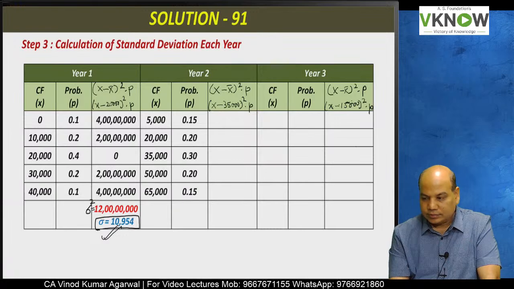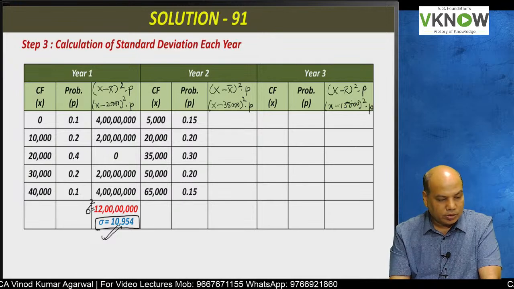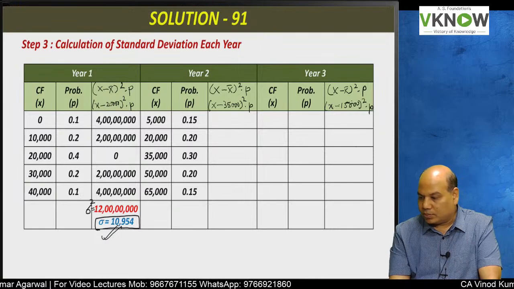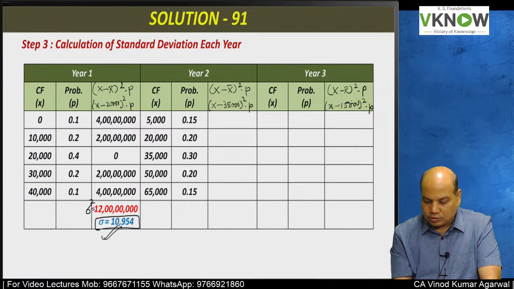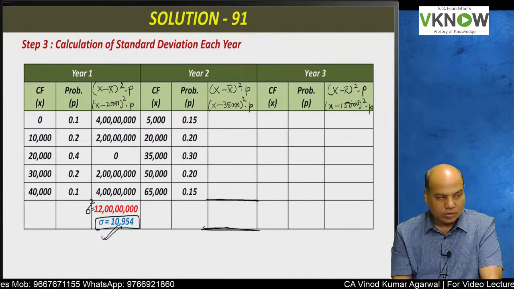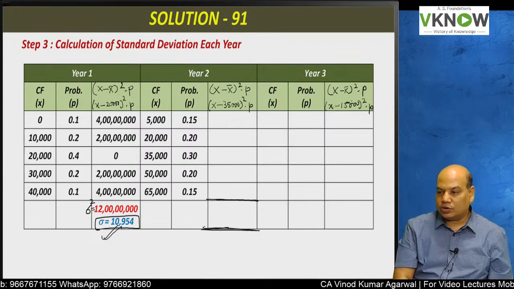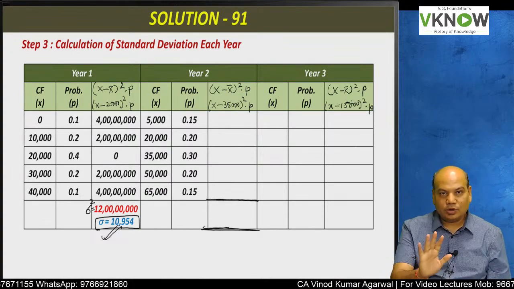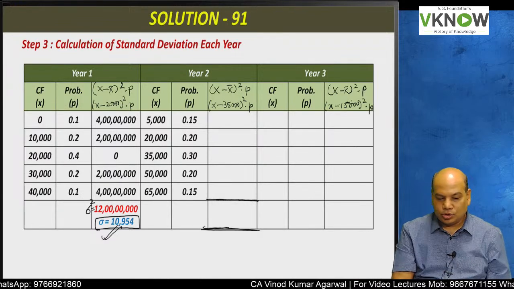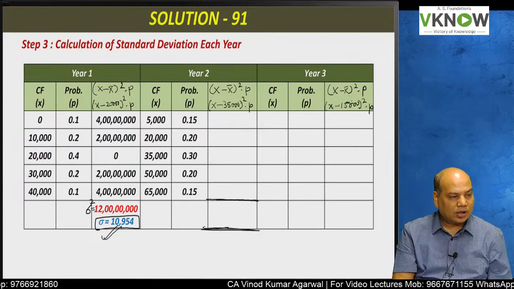Go to the second year. Copy the cash flow of the second year from the book. Copy the probability. Now I have not written the answer for year 2. You will do it yourself and tell me the total.